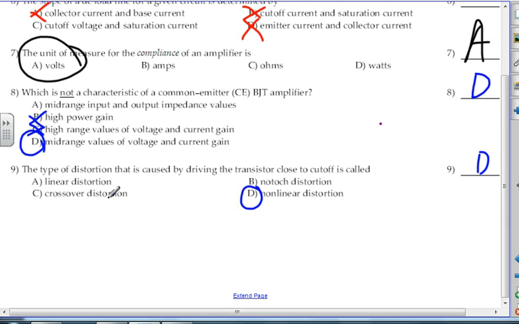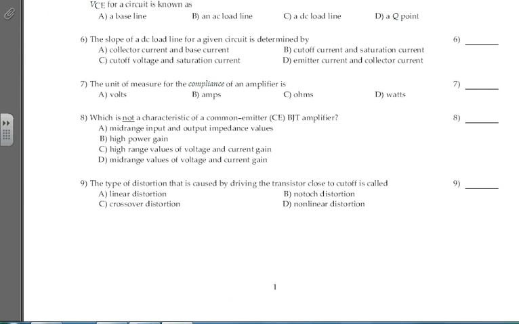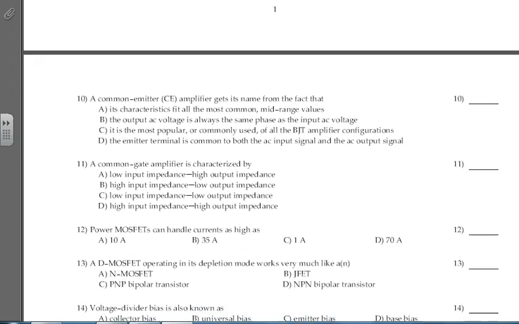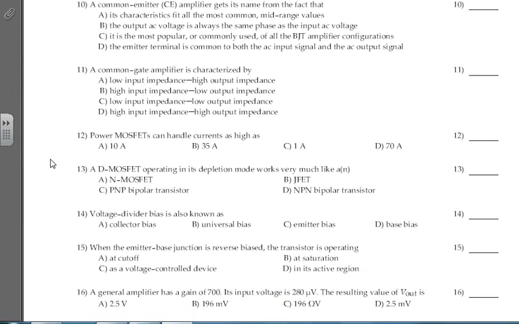Crossover happens in the AB amplifier when I have two of them. And there's no such thing as a linear distortion. And I don't know what this notch distortion is, I never heard of it. Well, I certainly hope there's a problem we have to use our calculator on, really.